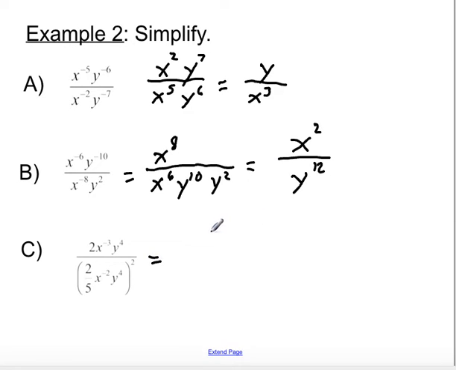Alright, letter C gets to be a little tricky here. We've got 2, and then x to the 3rd is going to flip down here into the denominator. Y to the 4th is going to stay up here because it's not a negative power. I've got 2/3 that stays down here, but we're going to take everything in there to the 2nd power. So 2/3 to the 2nd power.